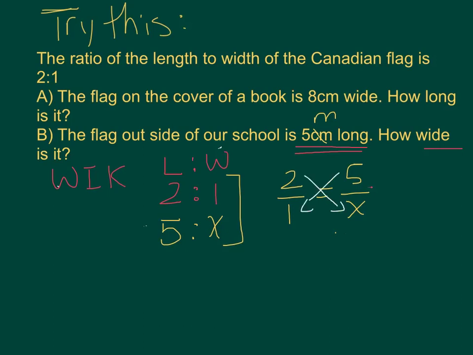So when I start working on that, 2 times x would be 2x. My equal sign remains the same. 5 times 1, I can just do that in my head, I know 5 times 1 is 5, and I don't have to write it down. It's up to you. So 2x equals 5. I need to get rid of my 2 because it's next to my variable, and I need to get that variable on its own. Multiplication, the opposite is division. So I divide both sides by 2, and when I divide 5 by 2, I end up with 2.5.